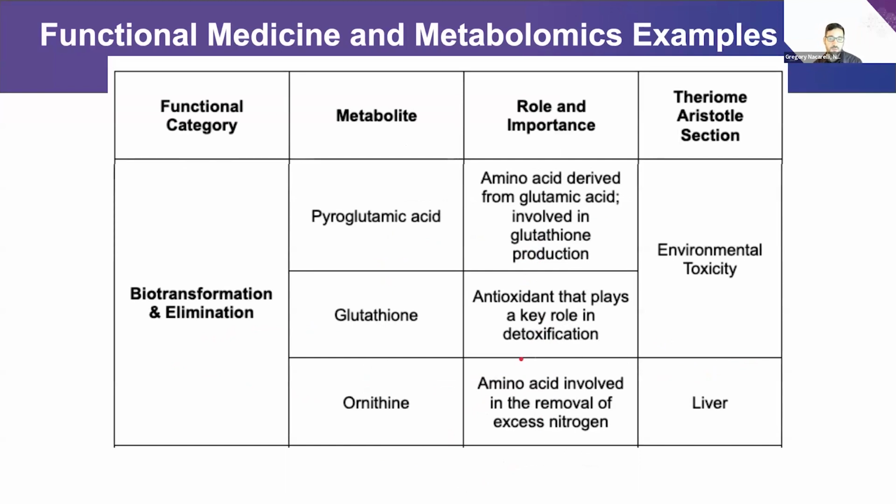Biotransformation and elimination. So we're looking at metabolites associated with detox. There's pyroglutamic acid, which is a precursor to glutathione. So if these are off, that could indicate disruptions in detoxification pathways. There's ornithine, which is involved in the urea cycle. And if that's out of range, that could be associated with impaired ability to remove excess nitrogen.